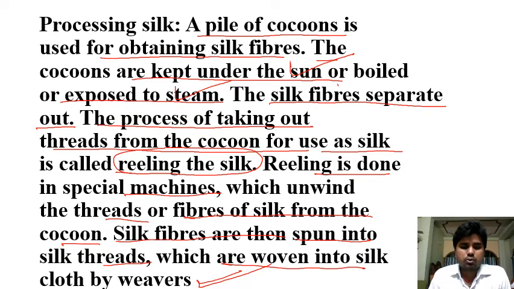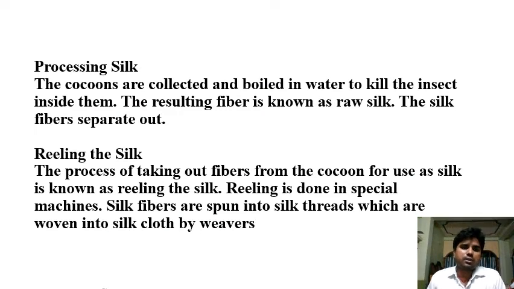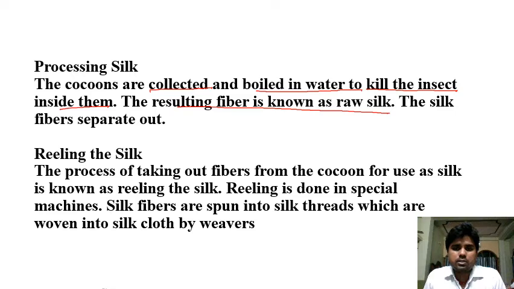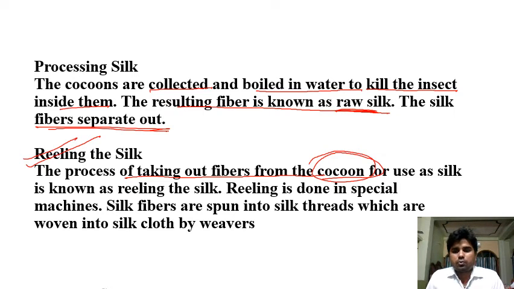Now, processing of silk: we have studied that the cocoons are collected and boiled in water to kill the insect inside them. The resulting fiber is known as raw silk. The silk fiber separates out. Reeling of silk is the process of taking out the fiber from the cocoon for use as silk.